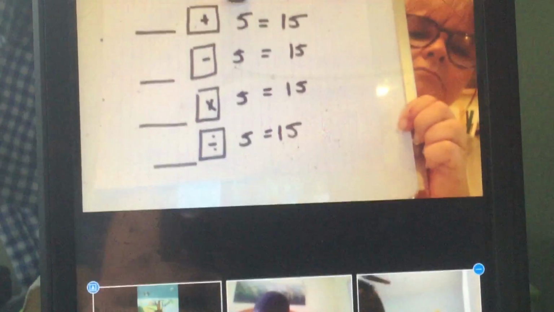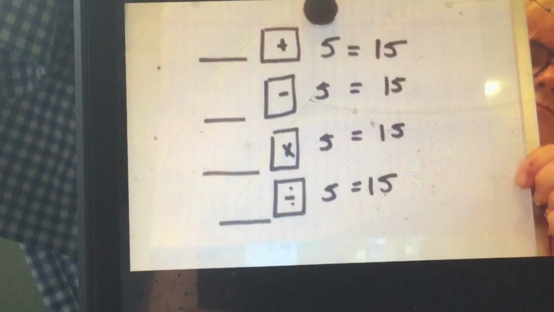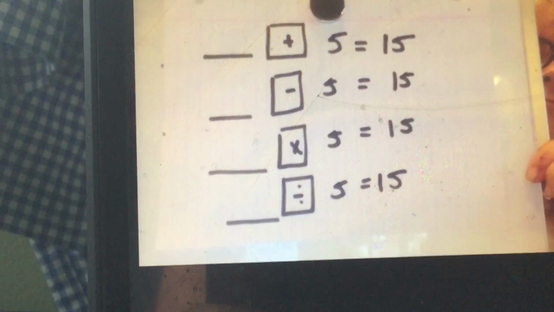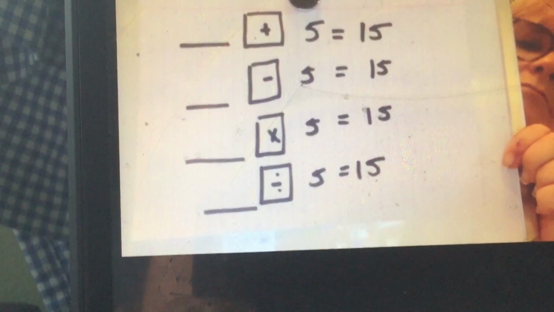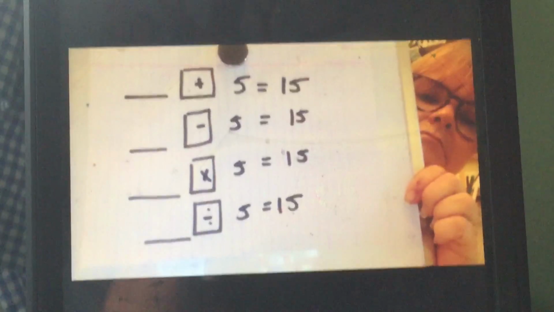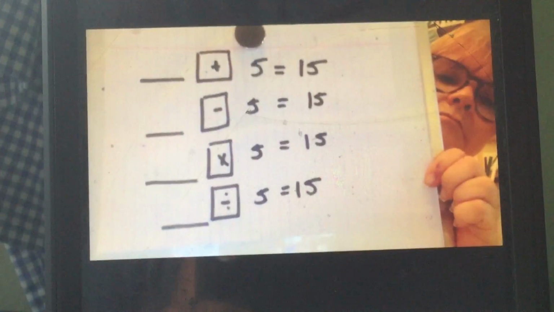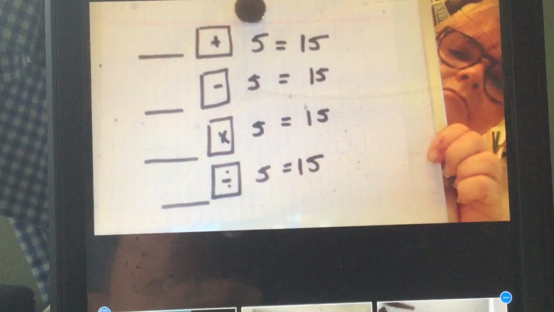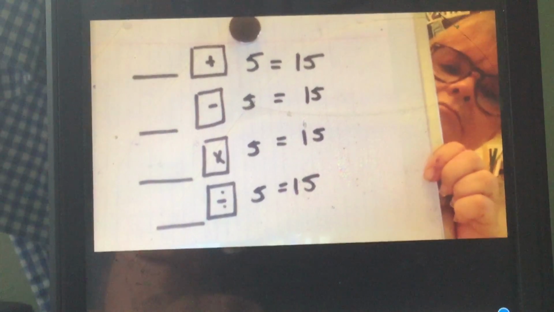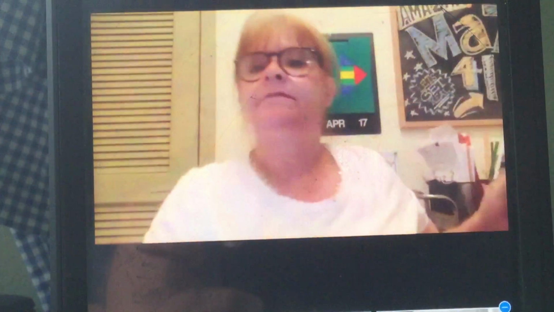Alright, so 10 plus 5 is 15. 20 minus 5 is 15. 3 times 5 is 15. And 75 divided by 5 is 15. They're all the same, but with the numbers they are. But the numbers that are first is different. All right, taking it down. Raise your hand if you need me to hold it up again.